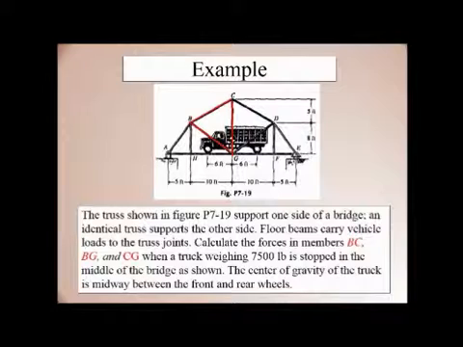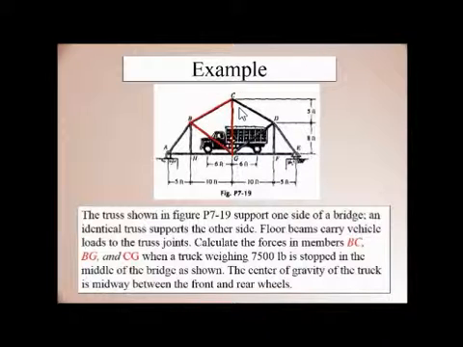Here is another example. This is a little bit critical. The truss shown in this figure supports one side of a bridge, and an identical truss supports the other side. Floor beams carry vehicle loads to a truss joint. Calculate the force in the members BC, BG and CG. These are marked with the red color lines.